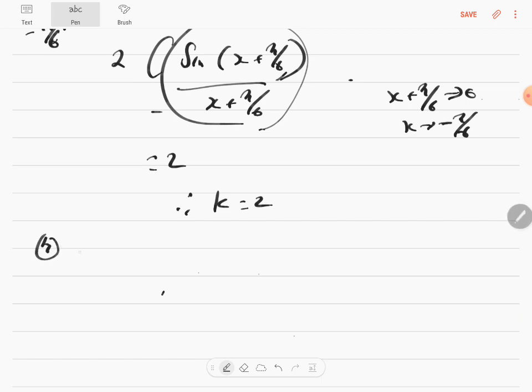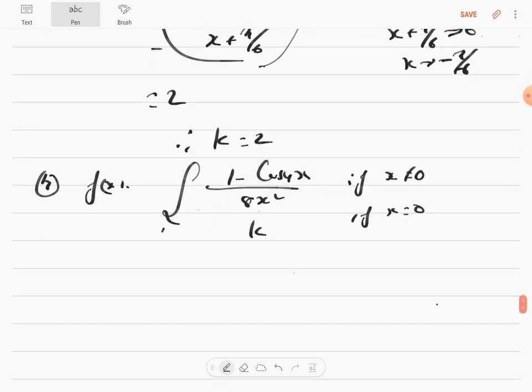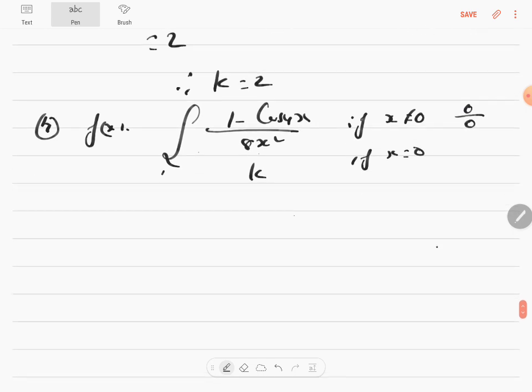The fourth question is f of x equals 1 minus cos 4x by 8x square, and k if x is not equal to 0 and if x is equal to 0. So the left limit and right limit use the same formula. You already know 1 minus cos 4x has a trick, so you can just follow the trick, no problem. This is also 0 by 0, but it doesn't matter, I don't need to draw a graph because the limit of f of x as x tends to 0 from the left or from the right.